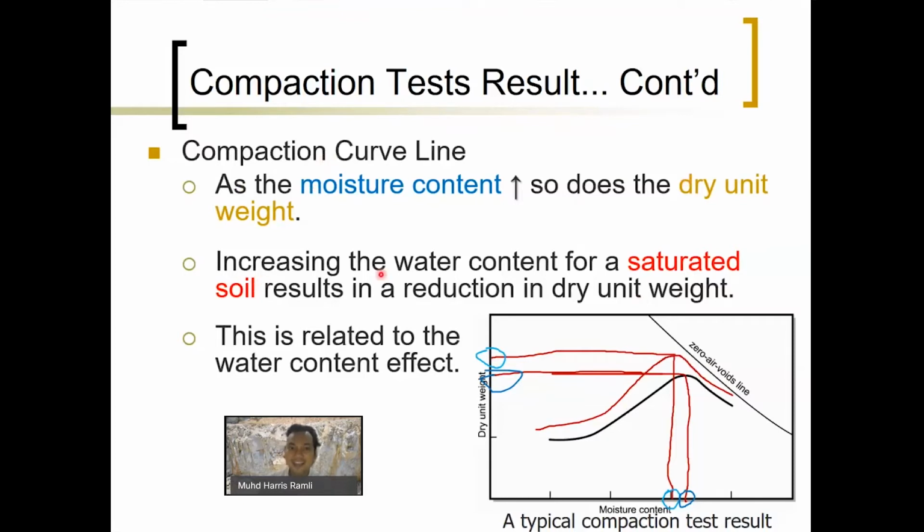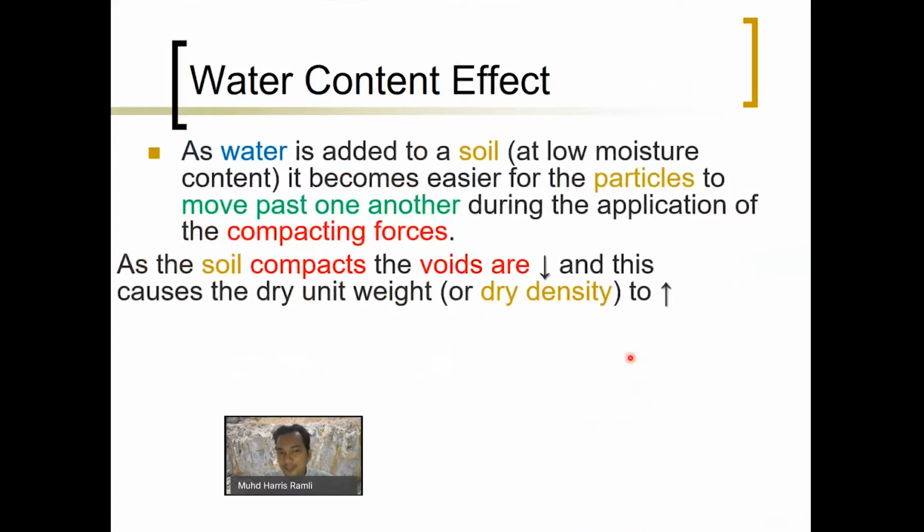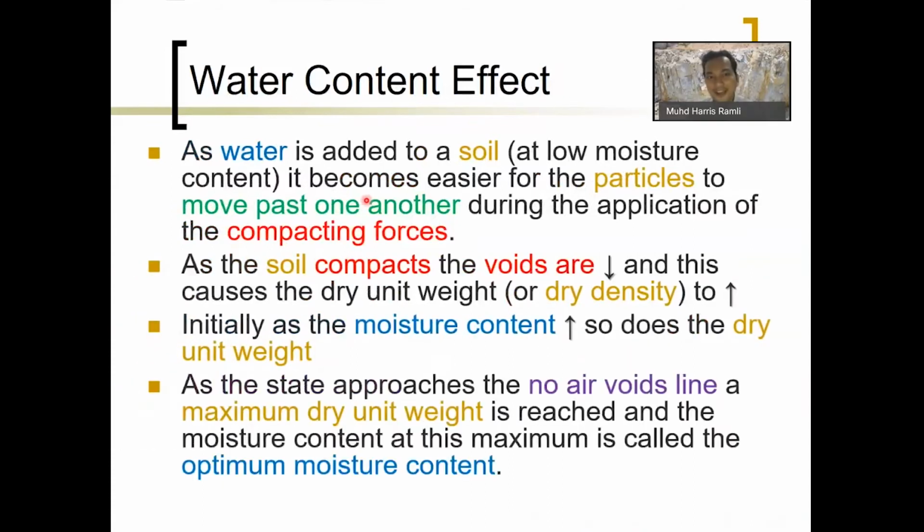Increasing the water content of a saturated soil results in a reduction in dry unit weight. This is the water content effect. As water is added to a soil at low moisture content, it becomes easier for particles to move past one another during the application of compacting force. As the soil compacts and the voids are reduced, the dry unit weight or dry density increases. Initially, as the moisture content increases, so does the dry density.